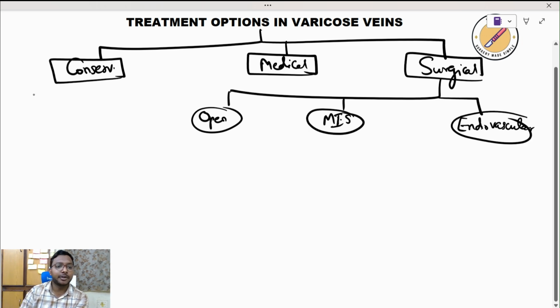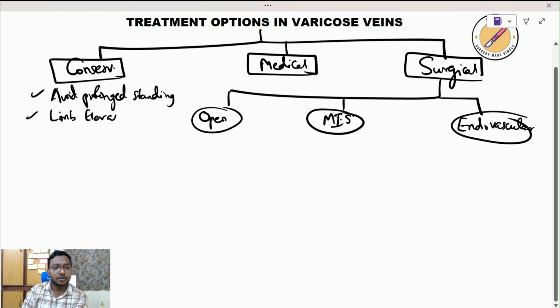So first one is conservative, where we will counsel the patient regarding avoid prolonged standing, then keep the limb in elevated position while lying down. Also, patient can go for something called stockings, compression stockings, graduated compression stockings.